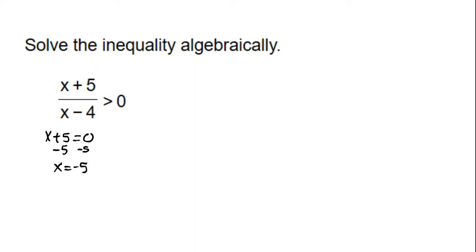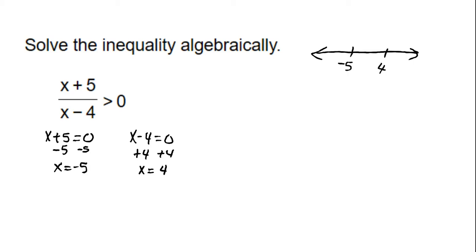Then I'm going to find the undefined values for the expression, or the vertical asymptote, by setting the denominator equal to 0 and solving. So I'm adding 4 to both sides. That gives me x equals 4. These are the values that I'm going to put on my chart. Make sure you put them in order from smallest to largest.